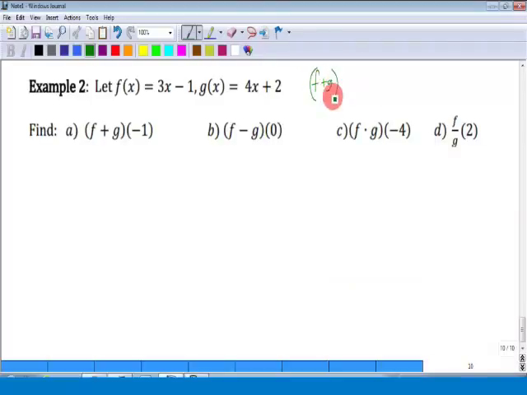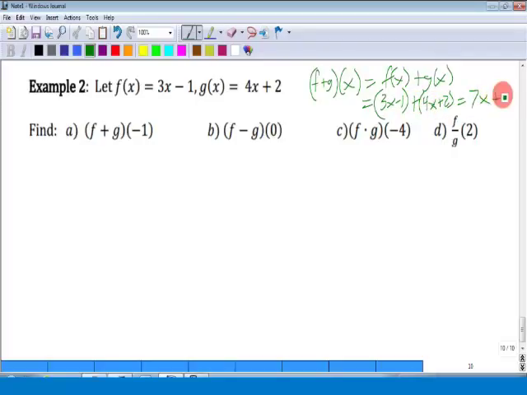f plus g of x. That's going to be f of x plus g of x. That's going to be 3x minus 1 plus 4x plus 2, which I'm pretty sure is 7x plus 1. Just add the algebraic expressions together. Get an algebraic expression and use that to define f plus g of x.